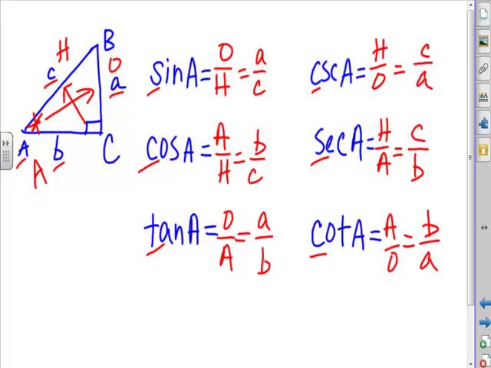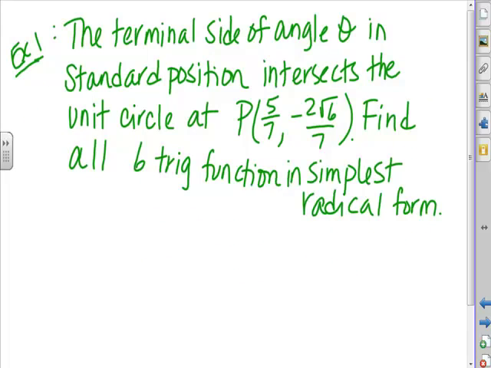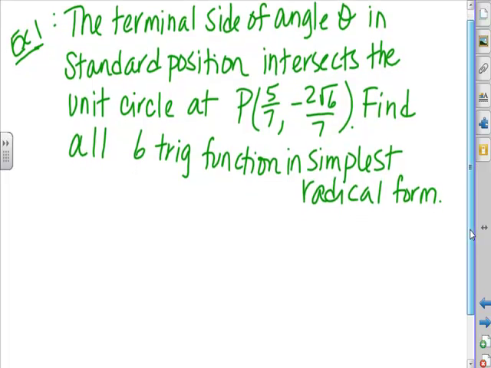Okay, a couple problems, and this one is going to get back to what was on the MathXL already, where it asked for all 6 trig functions instead of just the couple that I wanted you to do to begin with. This is a question people like to ask. The terminal side of angle theta in standard position intersects the unit circle at (5/7, negative 2 radical 6 over 7). Find all 6 trig functions in simplest radical form.